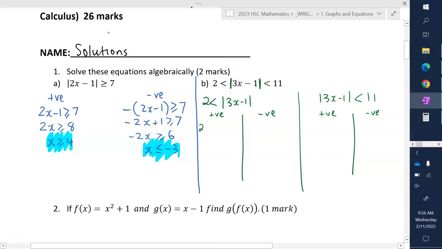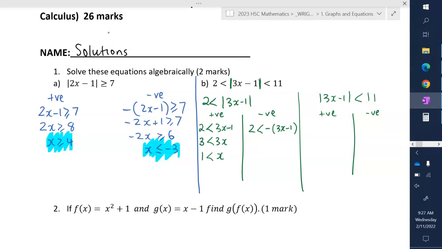So looking at the positive value, 2 is less than 3x minus 1, and 2 is less than minus 3x minus 1. So let's solve this hand side first. Let's add 1 to both sides. So what I'll end up with is 3 is less than 3x, and 1 is less than x. I'm not having to divide or multiply by a negative, so the answer is not needing to have the sign flipped.